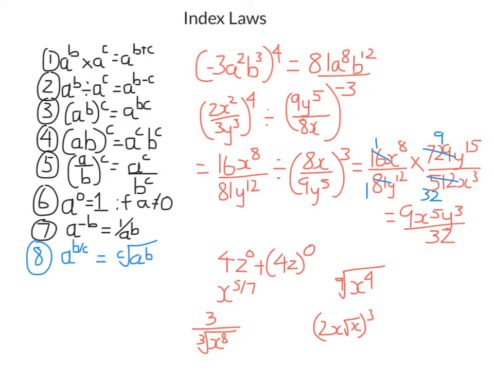So 1 to the power of 0 is 1. 2 to the power of 0 is 1. Minus 12 to the power of 0 is also 1. So these two expressions here, these two terms look very similar, but they're slightly different.